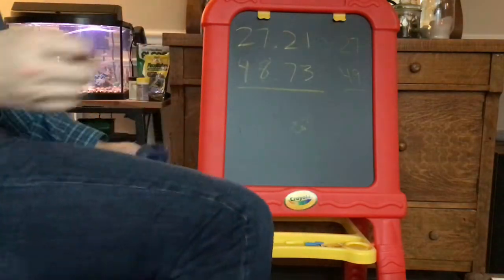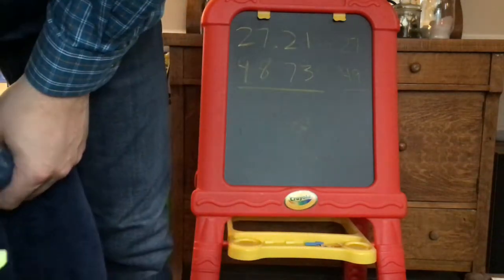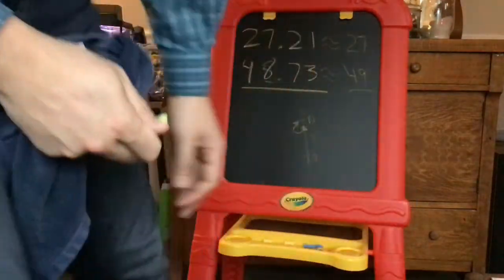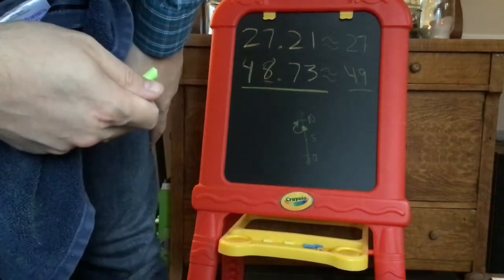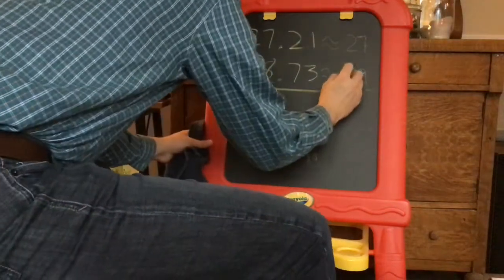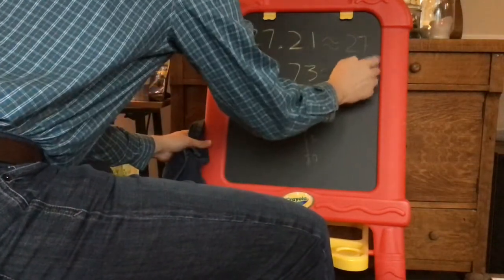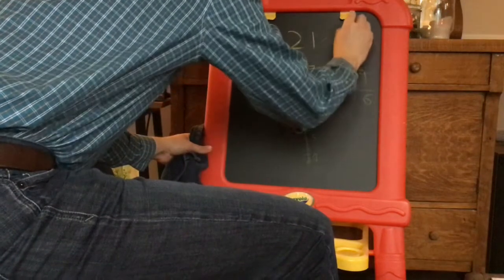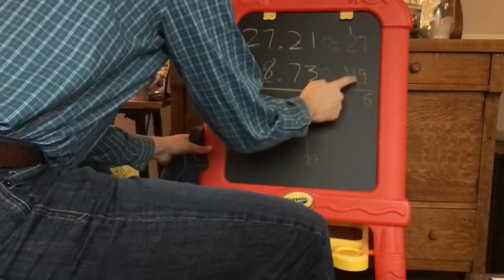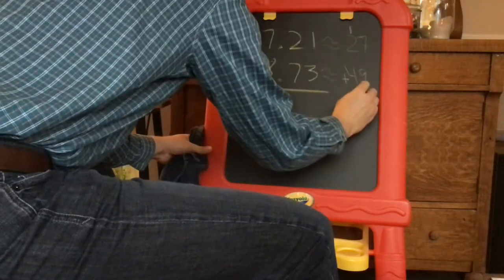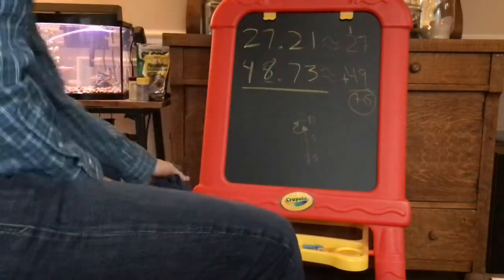Now, what should we do? Should we add it? Or should we subtract it? It's your choice, really. You could do either one. I say we add 9 and 7. Well, that makes 16. 2 and 4. That makes 6. Plus 1 is 7. About 76.